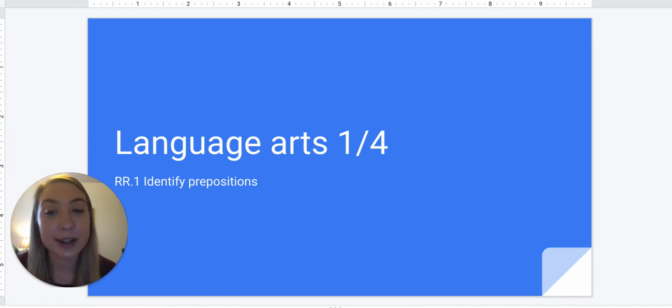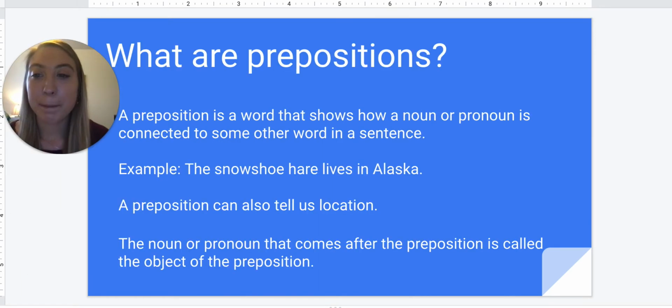So for language arts this week, we're going to be going over prepositions. Today we're going to be working with IXL standard RR.1, identifying prepositions. That's when we're going to be able to read a sentence and point out what the prepositions in that sentence are. But first, let's go over what prepositions are.